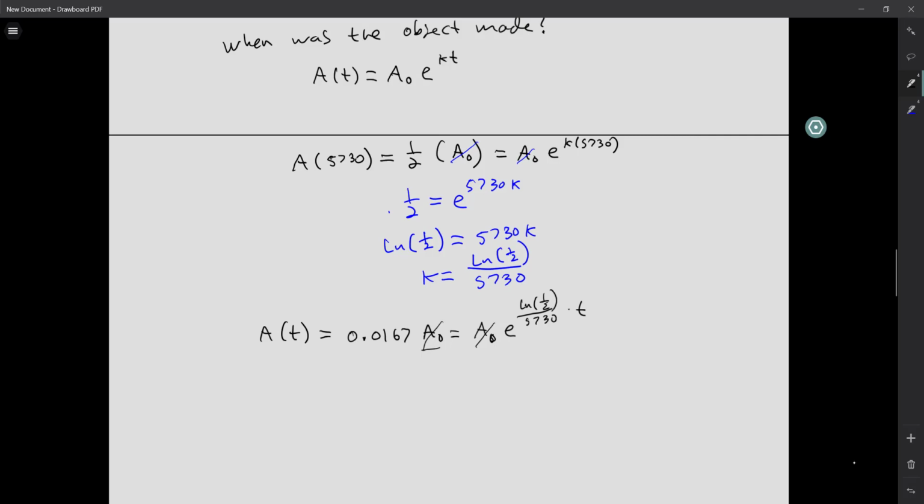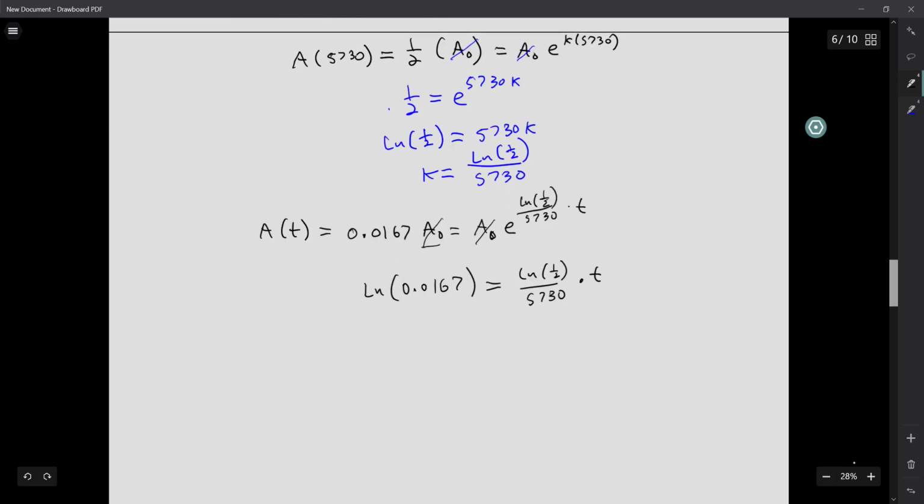I take the natural log of both sides, so I've got the natural log of 0.0167 equals, the natural log will cancel with the e, so I always have kt as a step here. And then I just solve for t. And the answers for these problems are always going to be gross. We can't go further than this without the aid of a calculator.